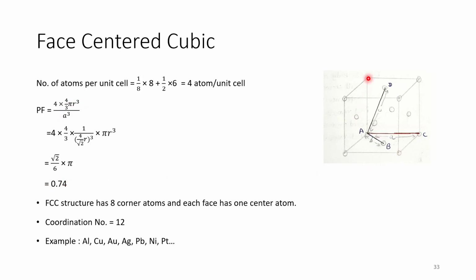Here you will be taking this triangle using this face diagonal, and in this case coordination number will be highest, 12, which is similar in HCP. Packing fraction will also be similar. Examples for FCC are aluminium, copper, gold, silver, lead, nickel and platinum.